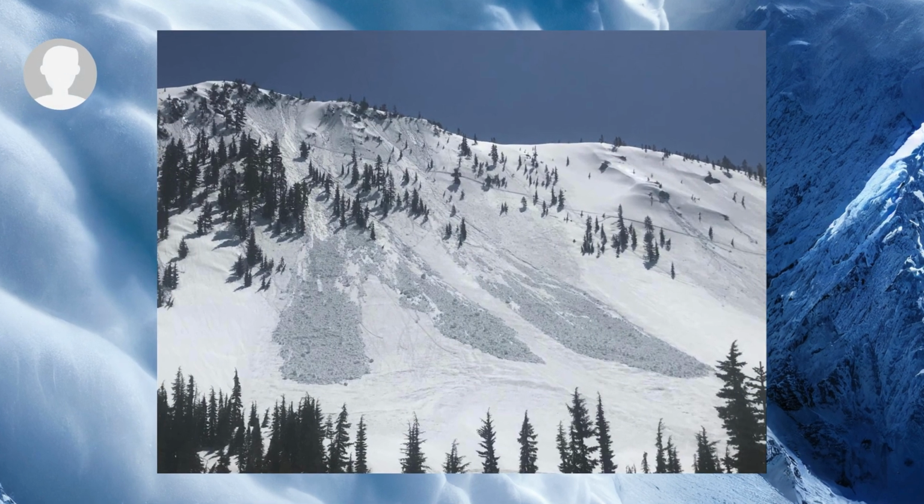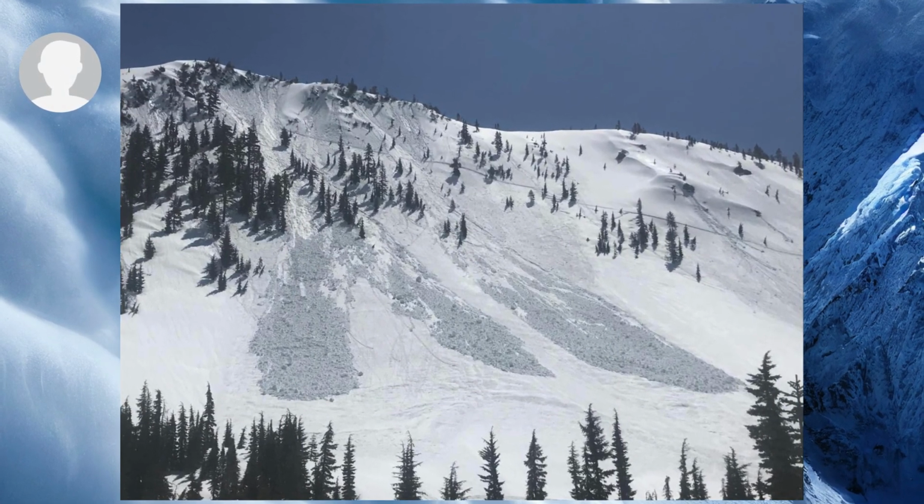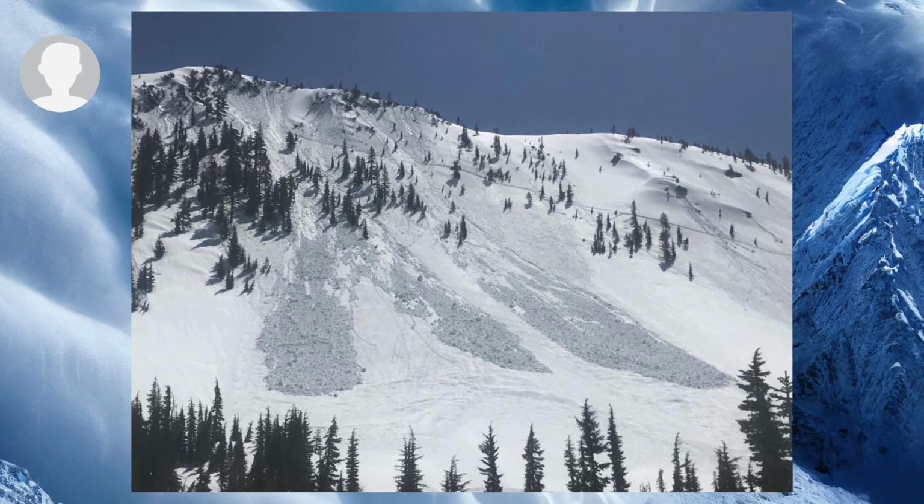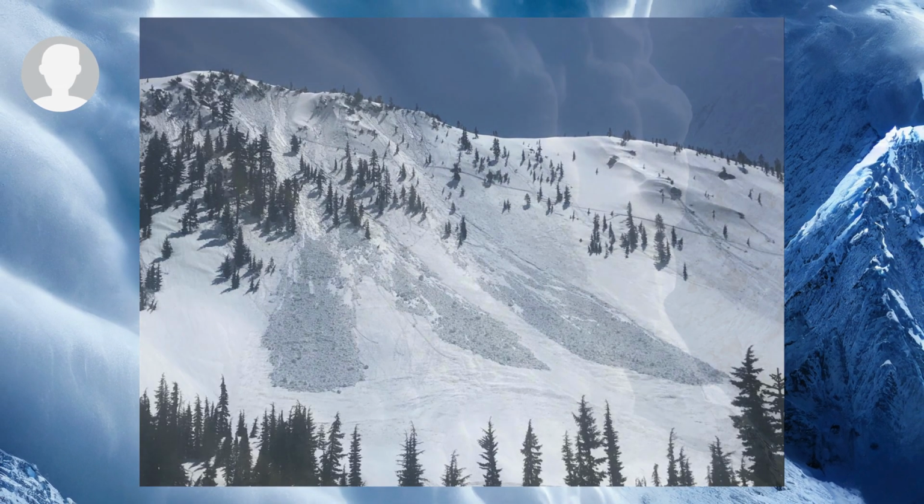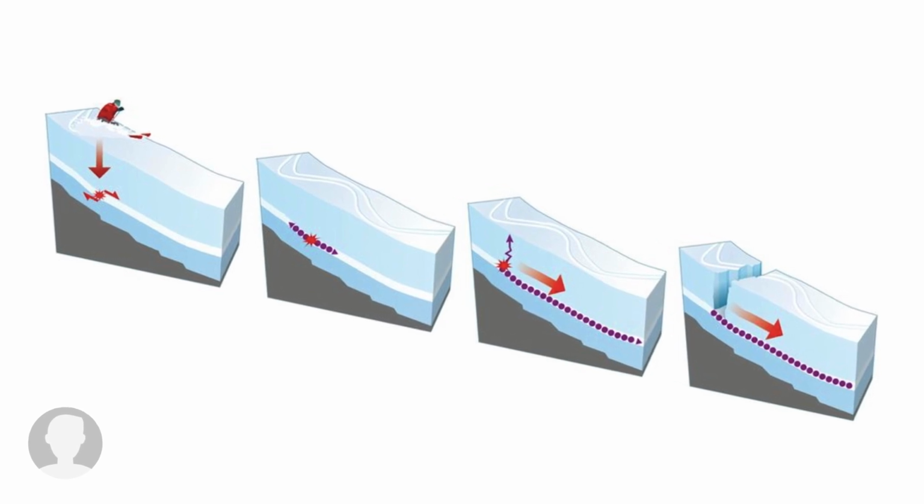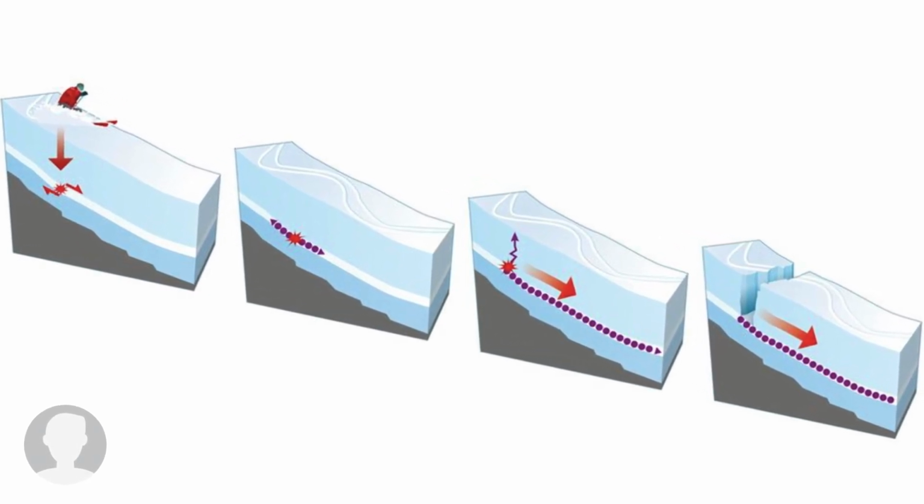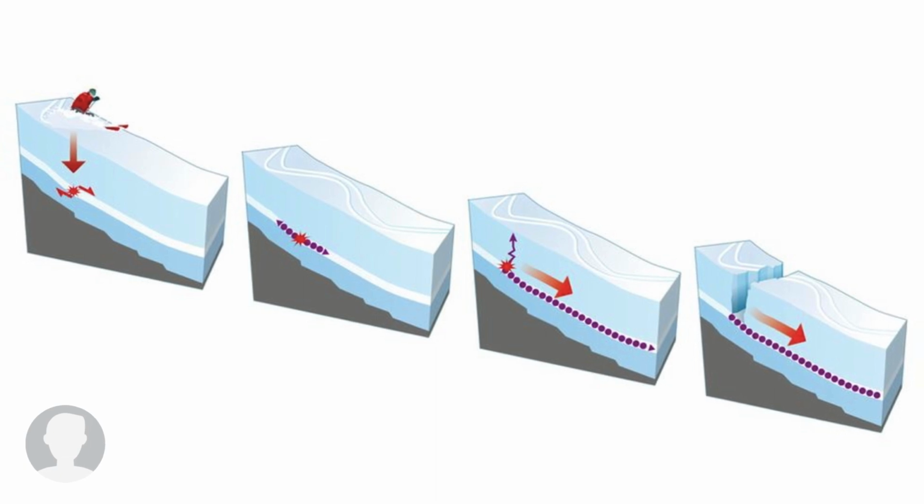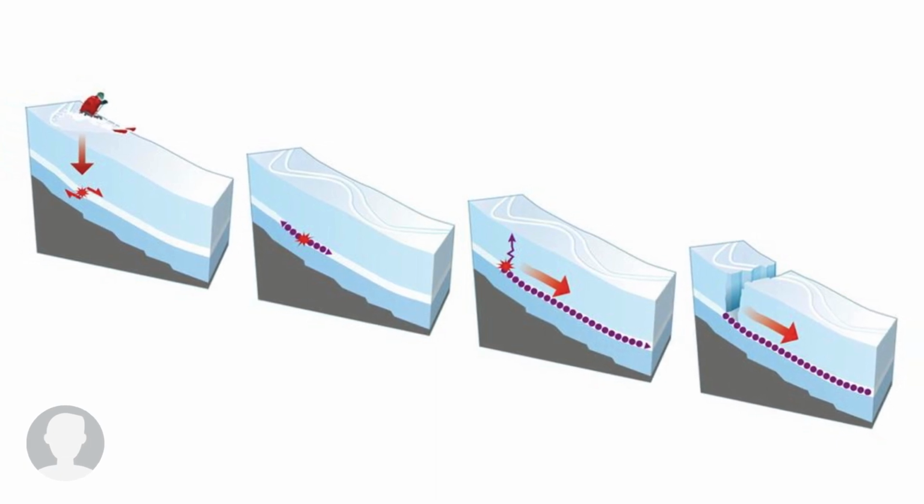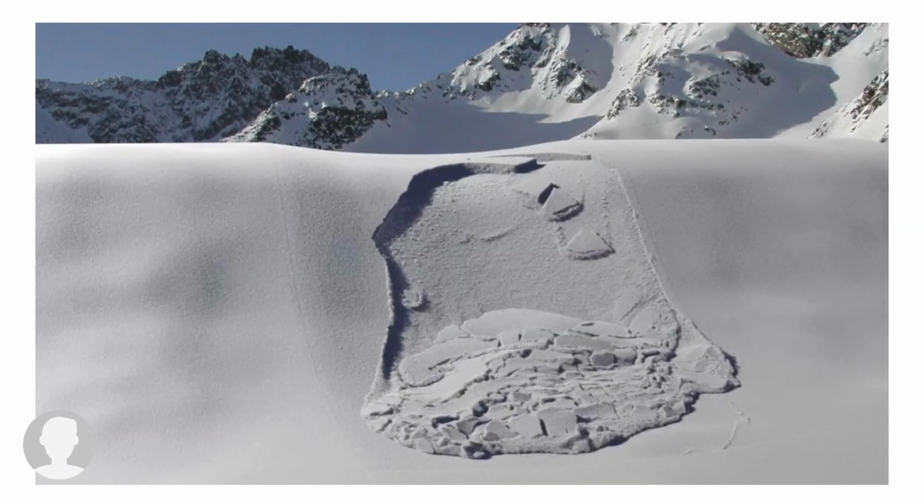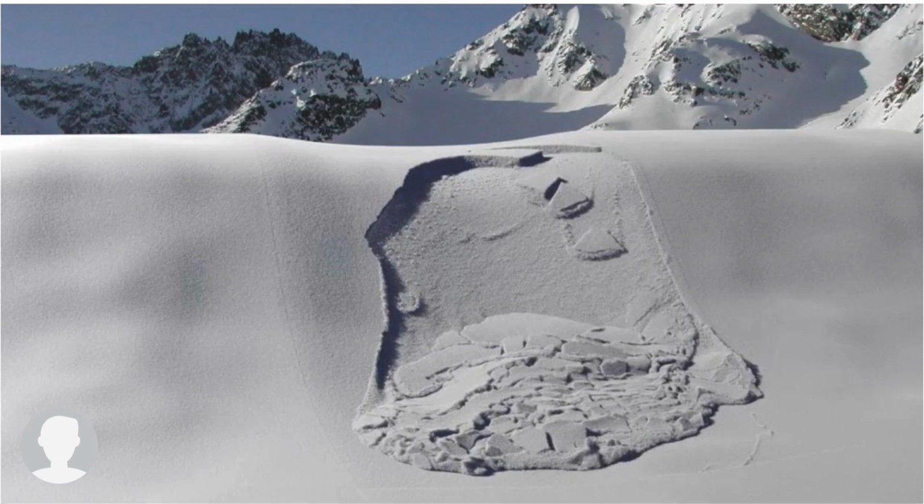Here you see an example of a loose snow avalanche. You can see where the avalanche started. Here is a model of a slab avalanche. The skier puts pressure on the snow. The unstable, weak layer breaks and the snow cracks. The entire slab rushes down the mountain. You can clearly see the crack in the snow. Here is an example of a slab avalanche.